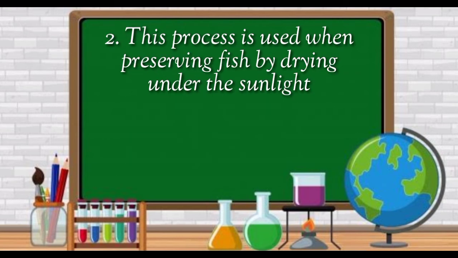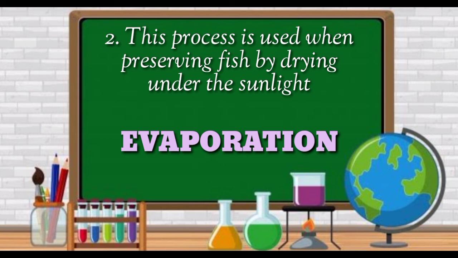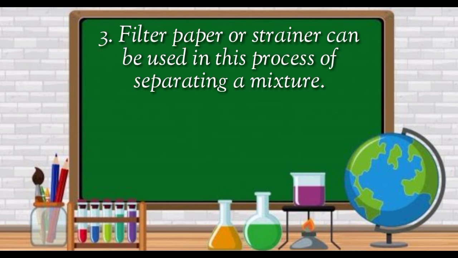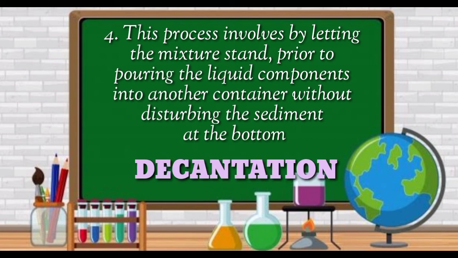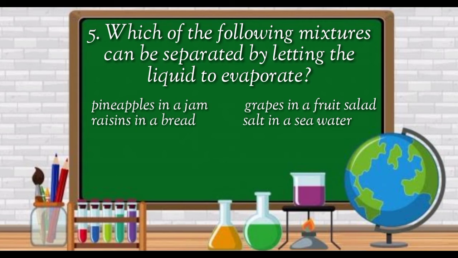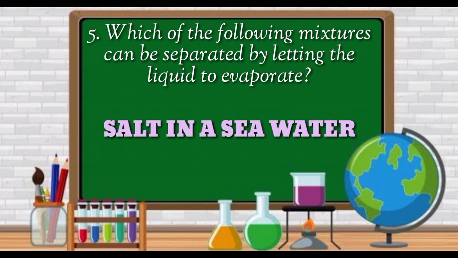2. This process is used when preserving fish by drying under the sunlight. The answer is evaporation. 3. Filter paper or strainer can be used in this process of separating mixture. The answer is filtration. 4. This process involves letting the mixture stand prior to pouring the liquid components into another container without disturbing the sediment at the bottom. The answer is decantation. And 5. Which of the following mixture can be separated by letting the liquid evaporate? The answer is salt in seawater.